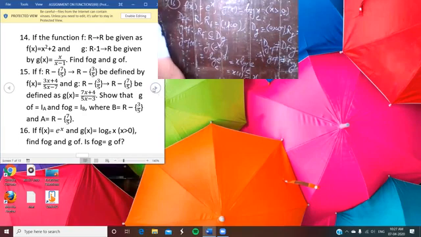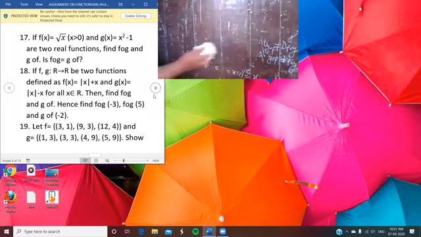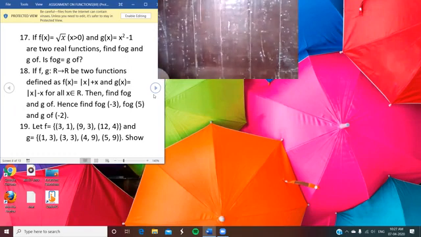Question number 17. In question number 17, f(x) is given as root x, and there is some mistake here. When you say f(x) is root x, the value of x is greater than or equal to 0, not only greater than 0. So correct it: f(x) is equal to root x, x greater than or equal to 0, and g(x) is equal to x square minus 1 are two functions. Find gof and fog, and also check whether they are equal.